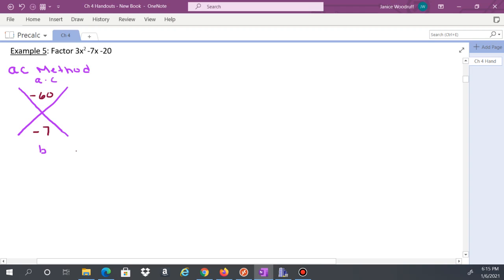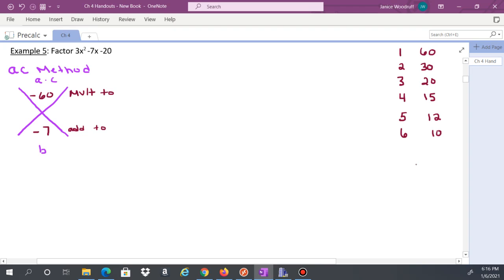Then what you're going to do is find, in the sides, the numbers that are going to multiply to negative 60, but add to negative 7. Okay, so I want to find my factors of 60. So let's see, I've got 1 and 60, 2 and 30, 3 and 20, 4 and 15, 5 and 12, which I think are probably going to work because they have a difference of 7. 6 and 10 has a difference of 4.